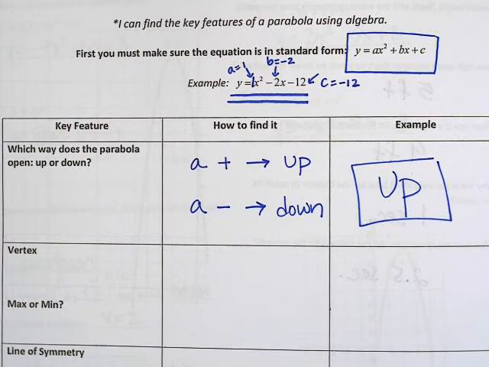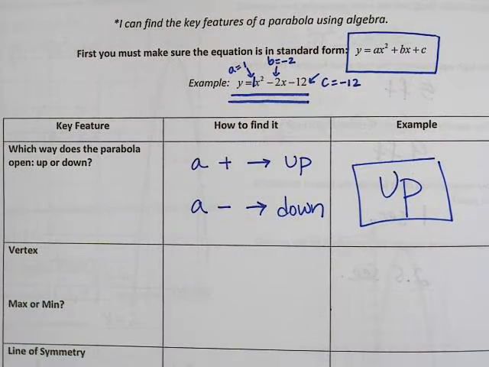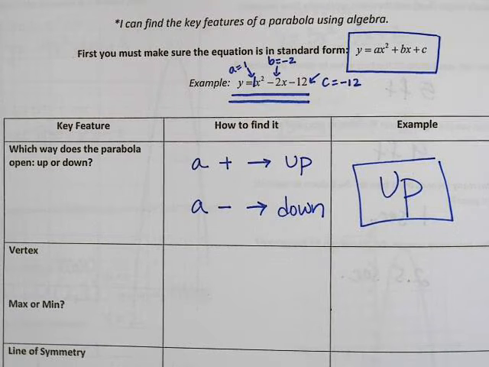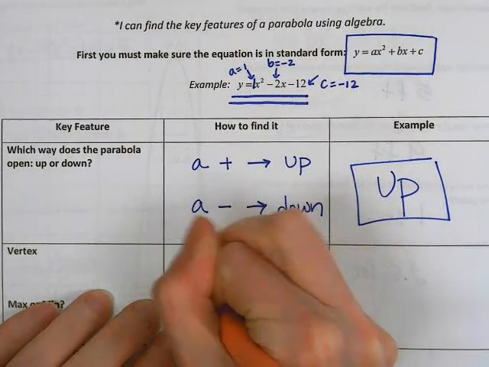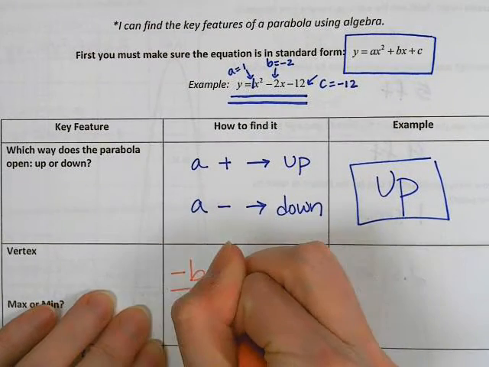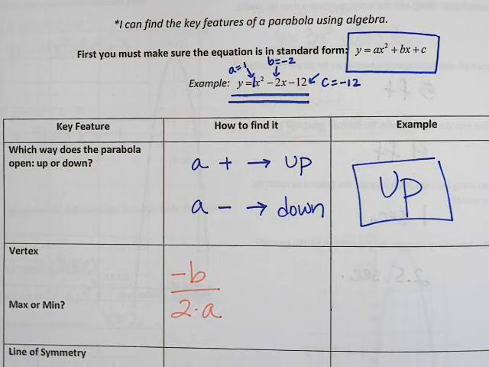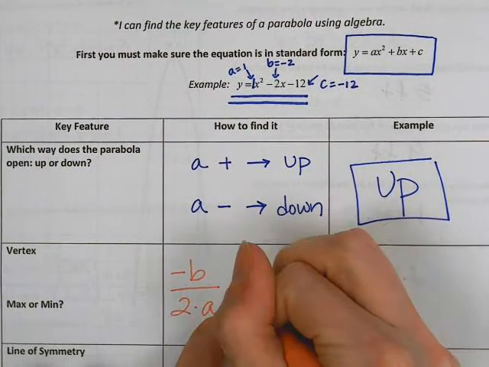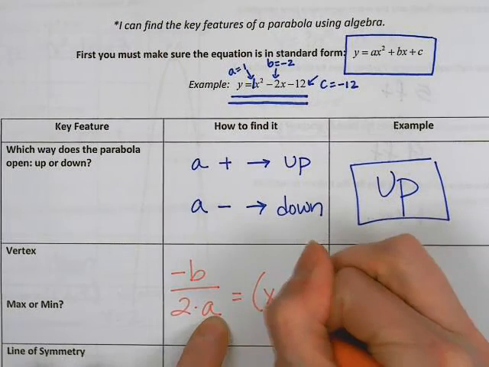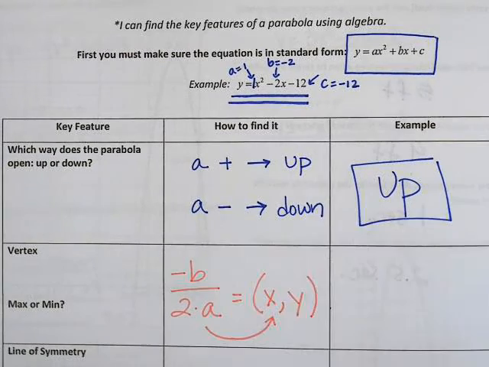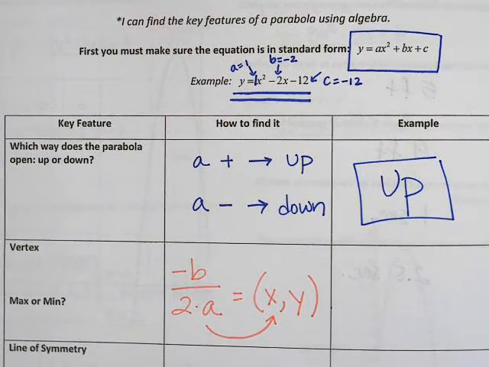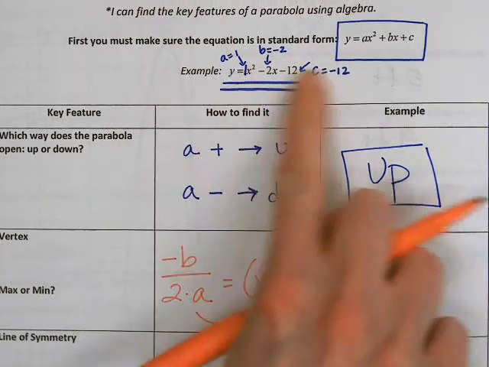We're going to go down the line and do the same things we did, but now by hand. What is the vertex? The formula to find the vertex is -b divided by 2 times a. That'll give you the x value. Then you're going to have to plug it back in to find the y value.